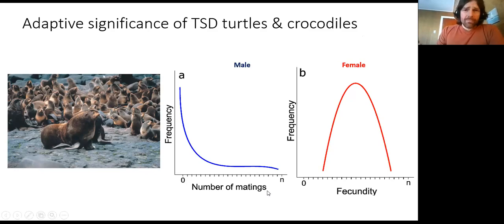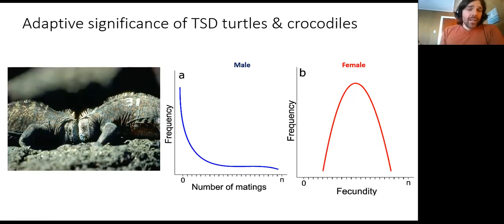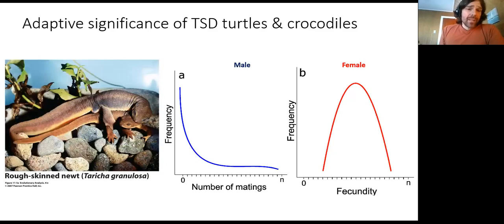But it's not just in mammals with harem guarding that we'd get that. So in the marine iguana, we see the same pattern. It's a territorial species without TSD, but we also see it in things like the rough-skinned newt. So this is a pervasive pattern that we see throughout the vertebrate kingdom, where we have a few males capturing the overwhelming majority of mating success.